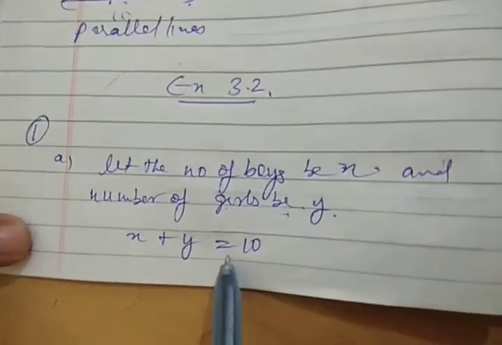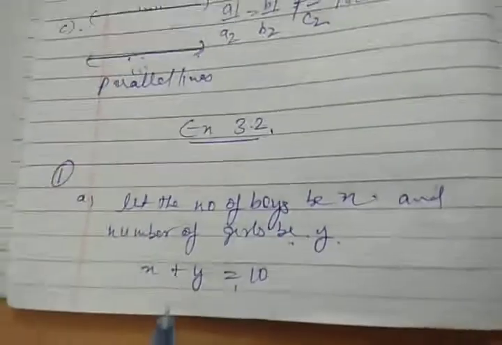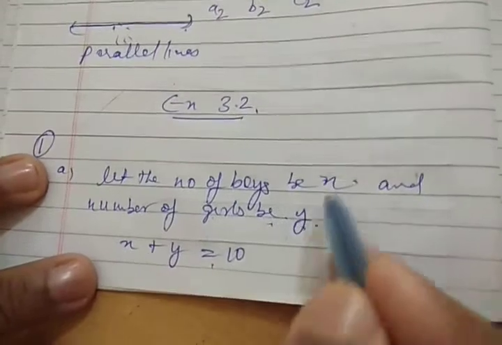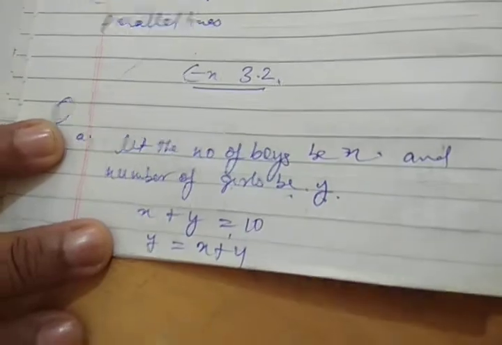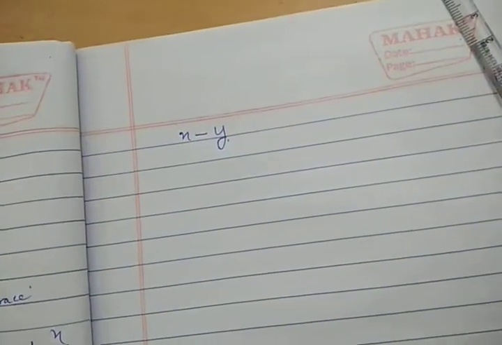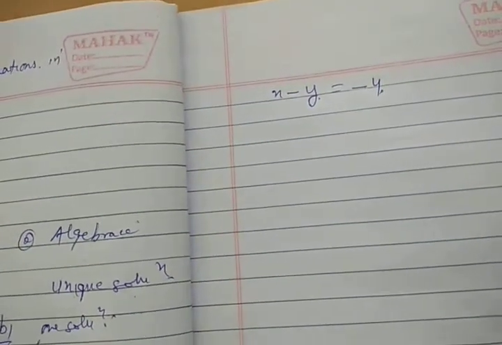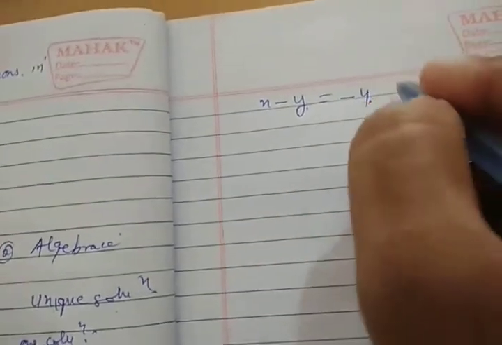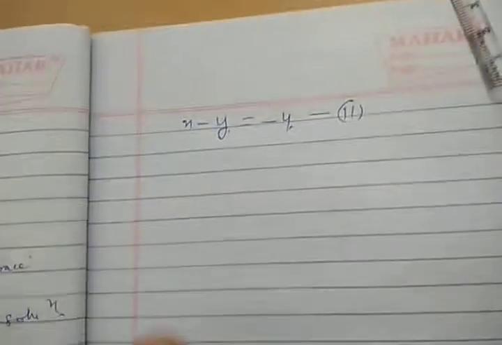Number of boys and girls added together will be 10. Second condition, if the number of girls is 4 more than the number of boys, that means y is 4 more than x. So y is equal to x plus 4, or we can say x minus y is equal to minus 4. So we have obtained two equations. Now we have to plot the graph with respect to this.